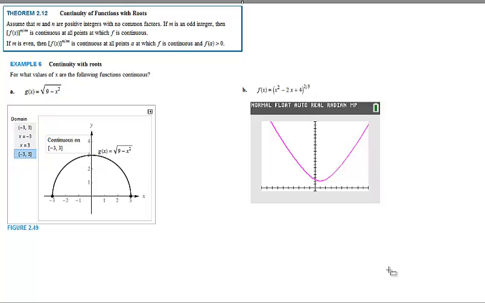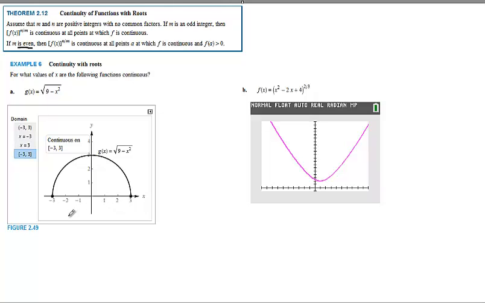Next, we're going to look at continuity of roots. What we're going to do first is explain the even one, since that's our example first. So we have an even root because this is basically to the 1/2 power. So your n in this case would be 1 and m would be 2. And it says it's continuous at all points a at which f is continuous. Therefore, this will be done in parts.